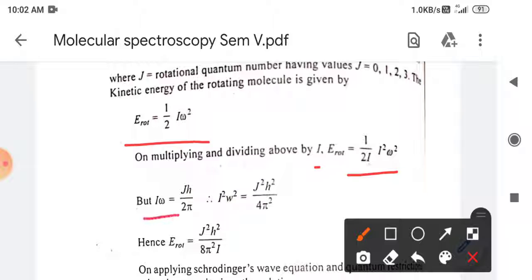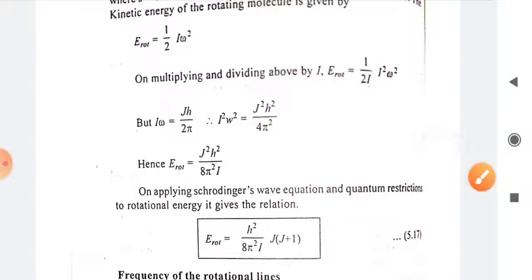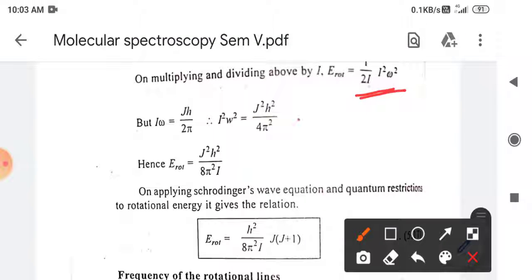But this I into omega is what? You know that this I omega is jh upon 2 pi, so I squared omega squared is simply equal to j squared h squared upon 4 pi squared. Hence the rotational energy is what? Upon rearranging, substitute this value here. So for I squared omega squared we get j squared h squared upon 4 pi squared, and this 2I is there, so that will be 8 pi squared I.